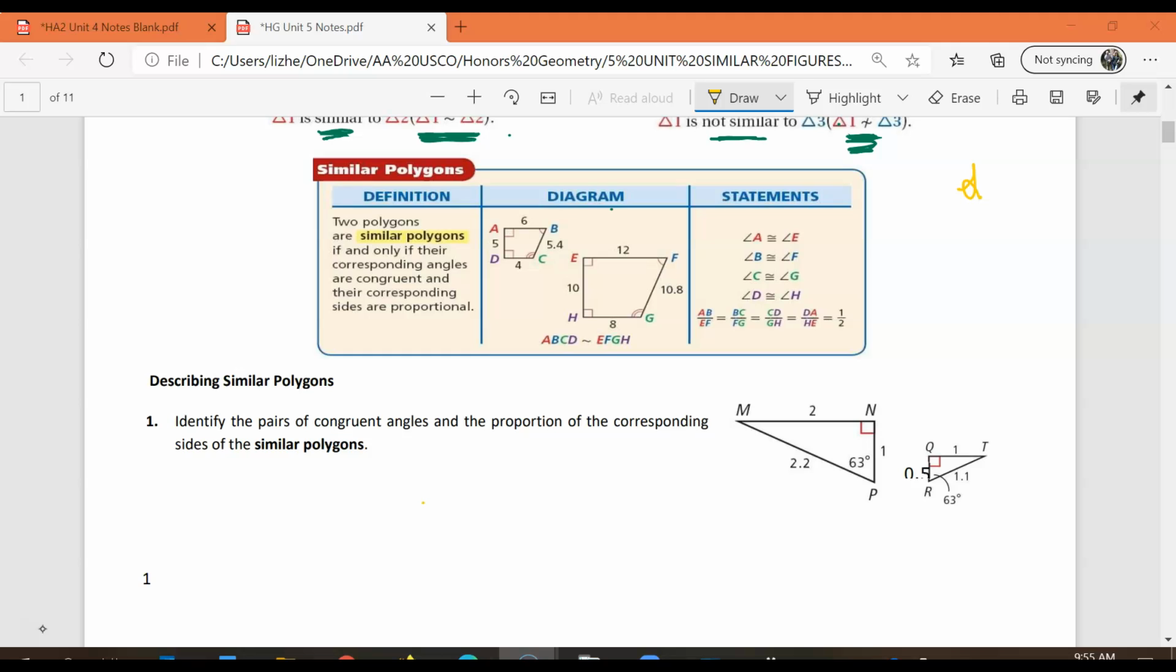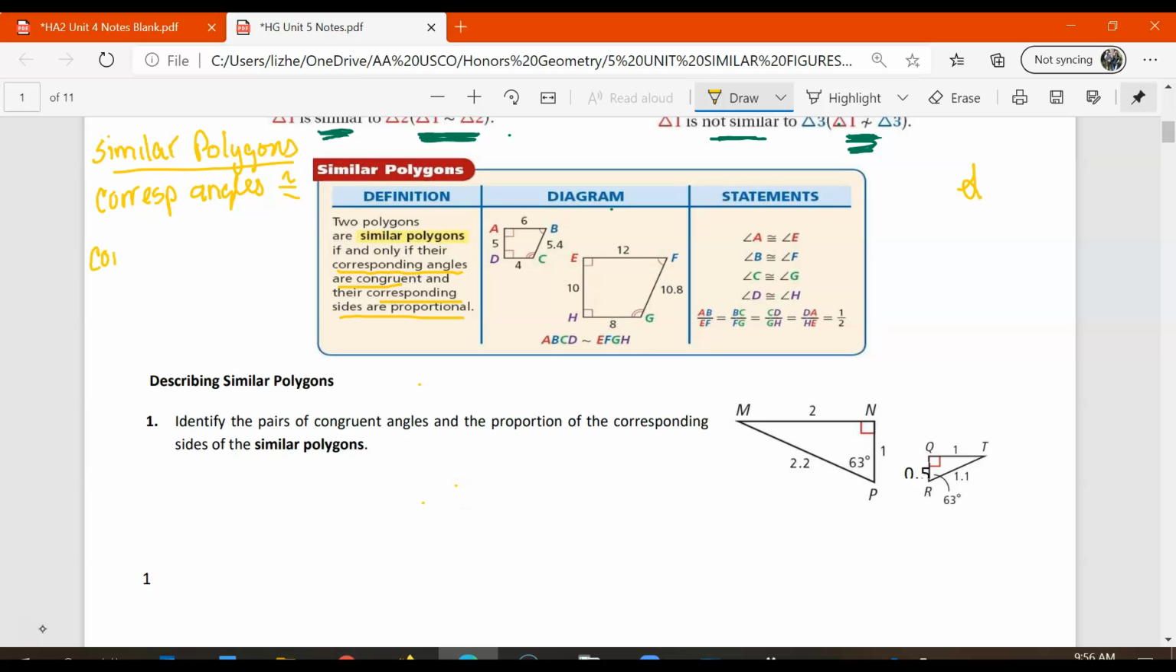So corresponding angles are congruent and corresponding sides are proportional. And that is very important. So to have similar polygons, corresponding angles are congruent, just like in congruent triangles. The corresponding angles are congruent, but the corresponding sides are proportional. And that's the new thing.